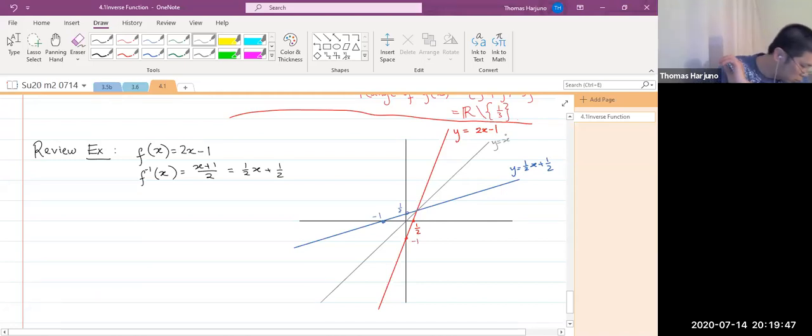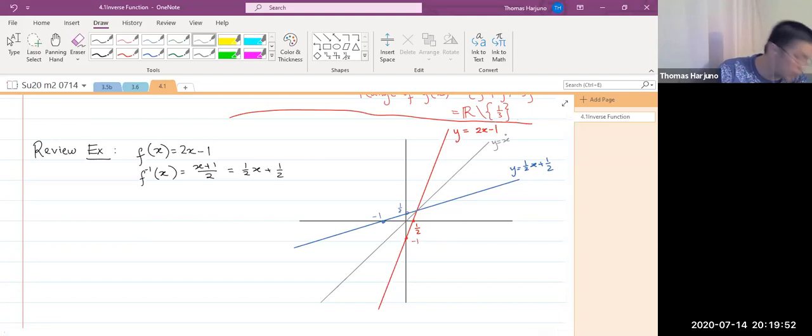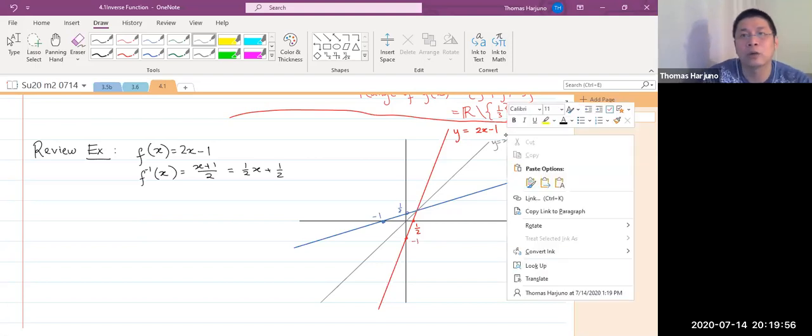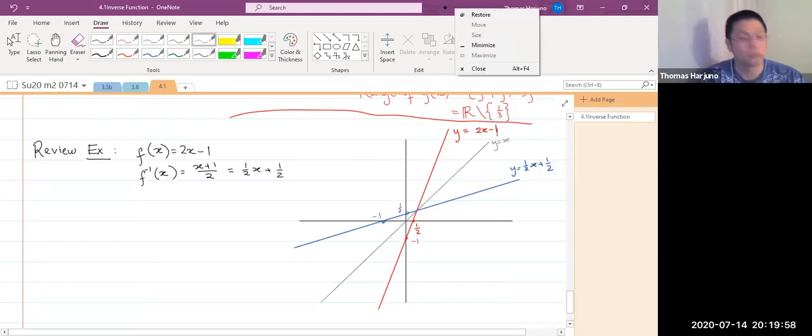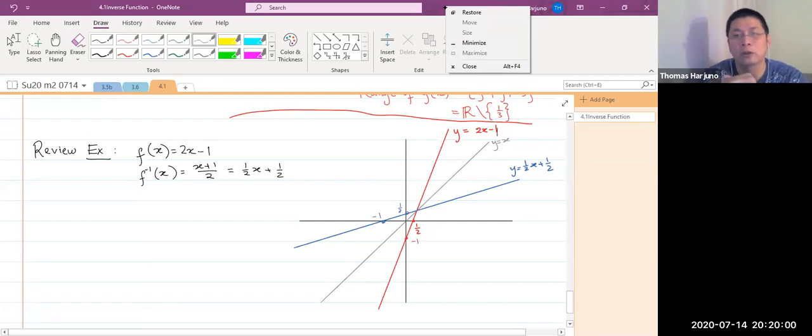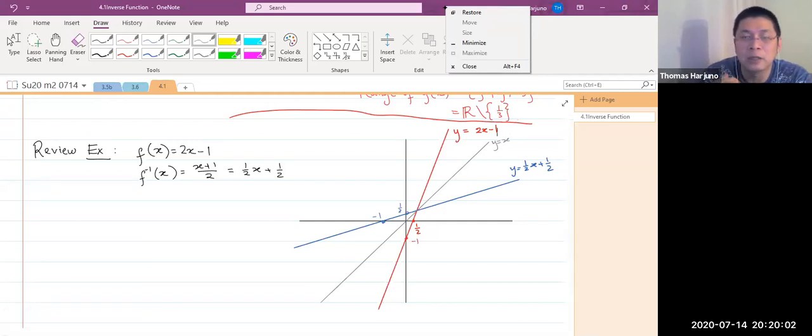Okay, so x becomes y, y becomes x. So that's what happened. You swap that around, that y equals x line. Okay, and therefore, because of that swapping, the domain of the function, the domain of f(x), is the range of f inverse x.